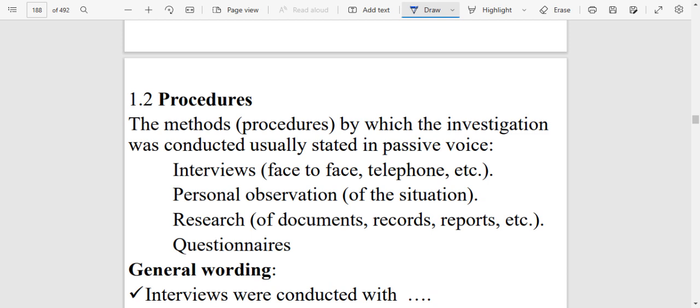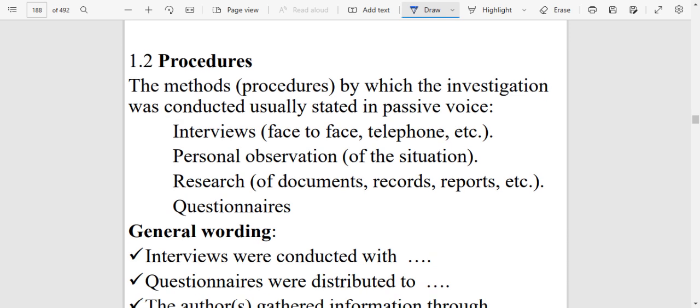Now another thing when you're writing a report are the procedures. What are procedures? Procedures are just the methods by which the investigation was conducted, usually stated in passive voice. Maybe interviews, personal observation, research, or questionnaires. So those are procedures. That's the methods by which the investigation was conducted.